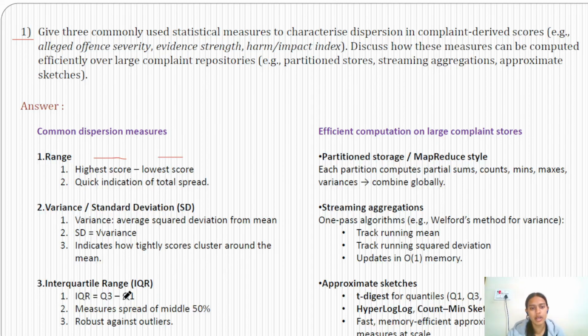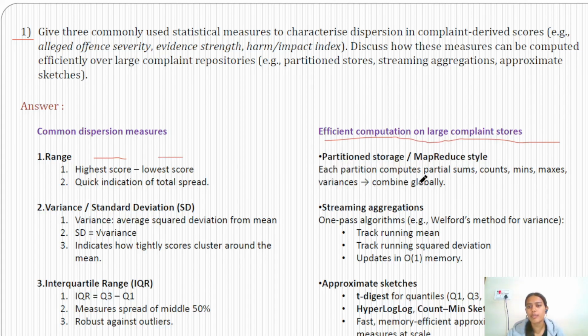Third, we have the interquartile range. Interquartile range is just quartile 3 minus quartile 1, and measures the spread of the middle 50%, and it is robust against outliers. So we have efficient computation on large complaint stores: partitioned storage, or MapReduce-type.